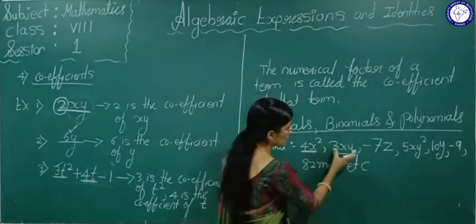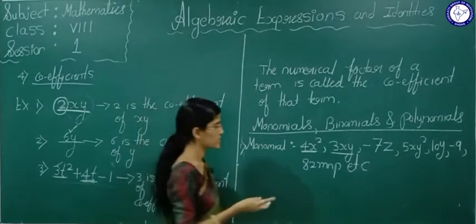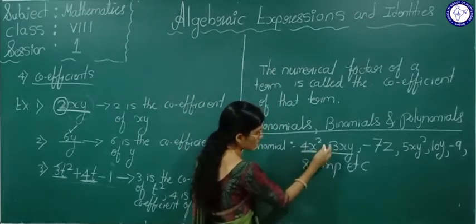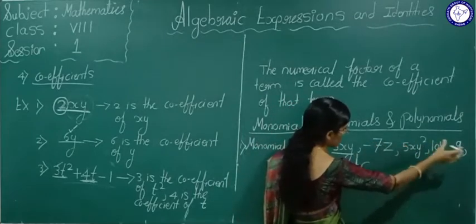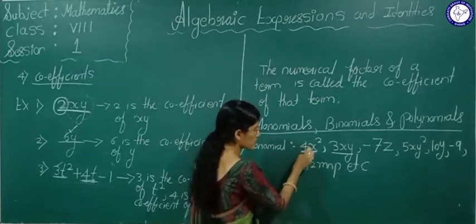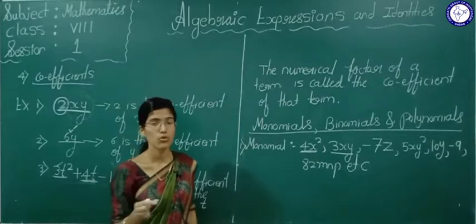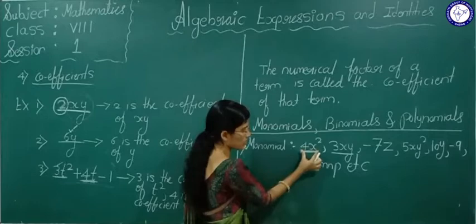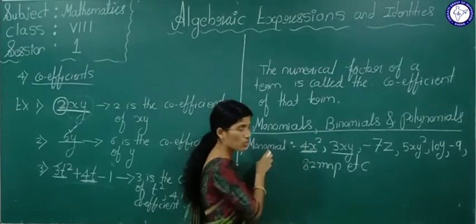Now see here, why are we going to call this a monomial? Because I told you this is one algebraic expression. An algebraic expression which contains only one term is called a monomial. Here only one term is there, that's why it is a monomial.